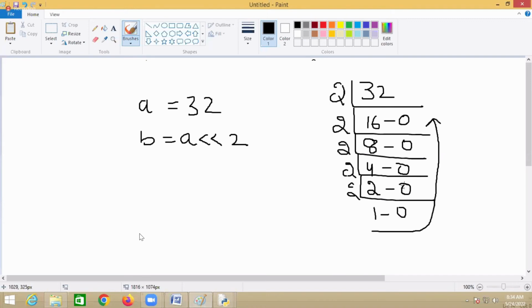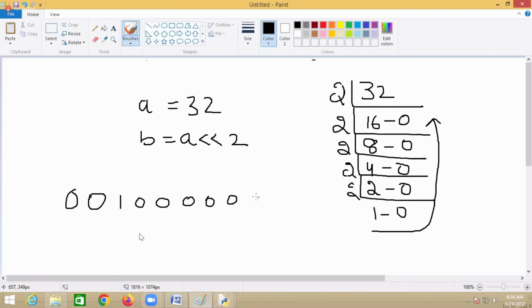Then the value of 32 is 1, 0, 0, 0, 0, 0. How many bits are there? 1, 2, 3, 4, 5, 6. But actually memory is represented in bytes, and 1 byte is equivalent to 8 bits. Now your value occupies 6 bits. The remaining 2 are zeros.